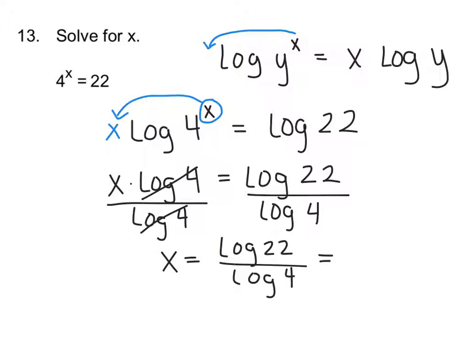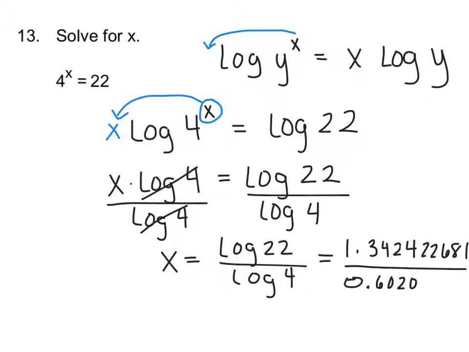You should get a decimal of 1.3424222681. Next, we're going to take the log of 4. So select the LOG button on your calculator, type in a 4, and then select equals. And you'll get a decimal of 0.60205999913.